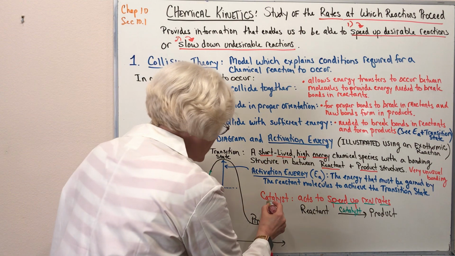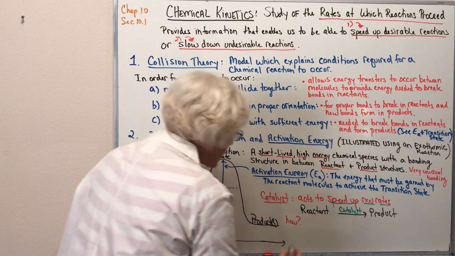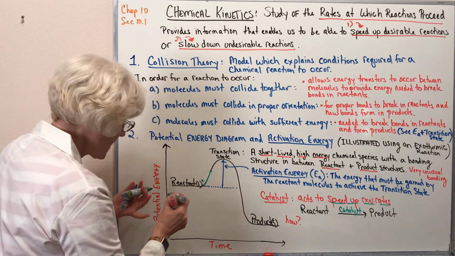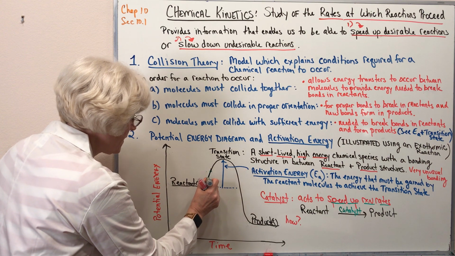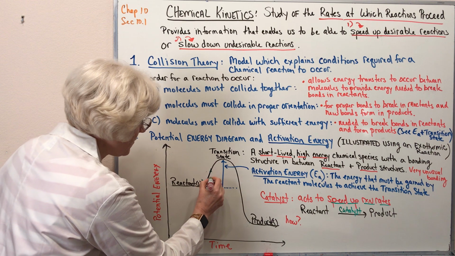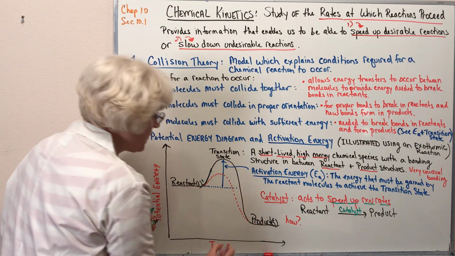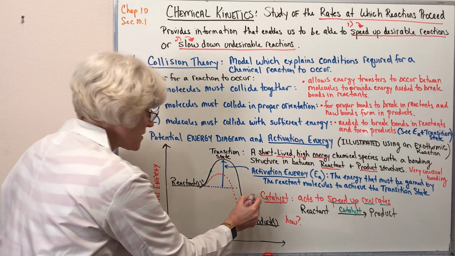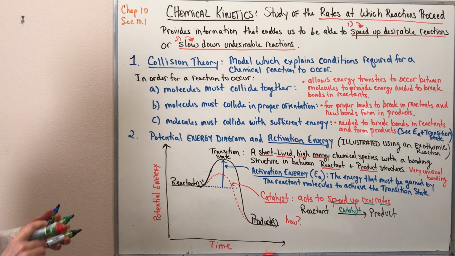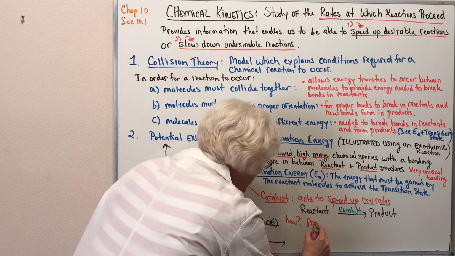How does a catalyst do its job? So how does it work? Here's what the catalyst is doing. The catalyst is providing an alternate pathway for the reaction to proceed. So the catalyst is providing an alternate pathway for the reaction to proceed.